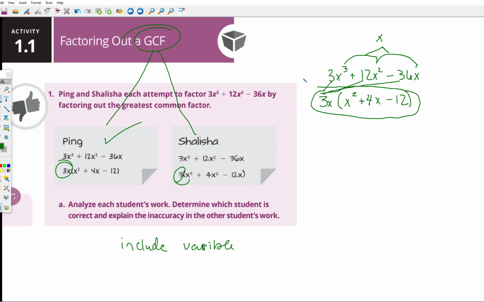Is that correct? Is that an x cubed right there? The first one? Yes. Right here, yeah, that's squared.